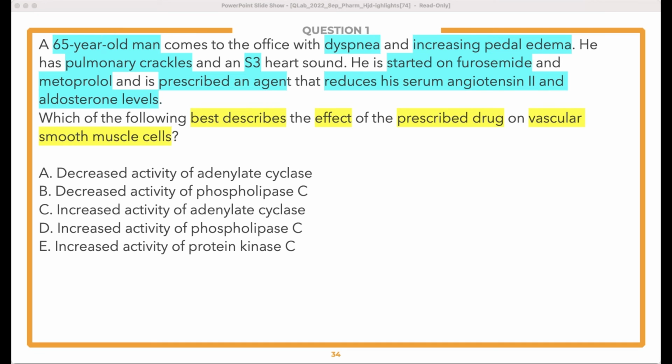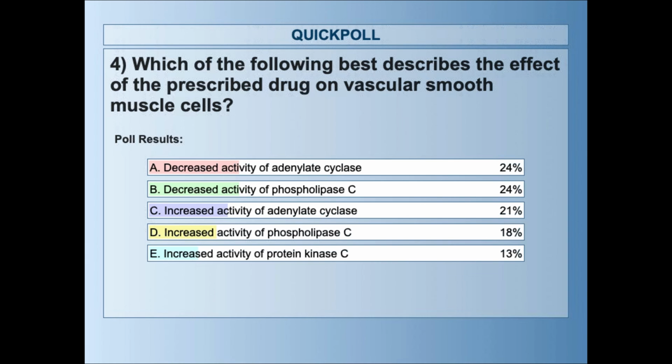So, boy, this is a real even split here. Answers A and B tied for first there, garnering 24% of the vote, with increased activity of adenylate cyclase right on their heels at 21%. And answer choice D got quite a few votes too. So again, I think there was a little bit of confusion on this one. Maybe a little more challenging than we may have expected.